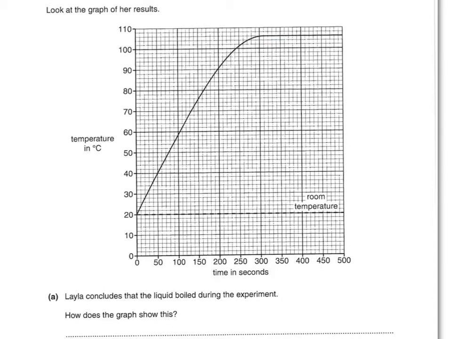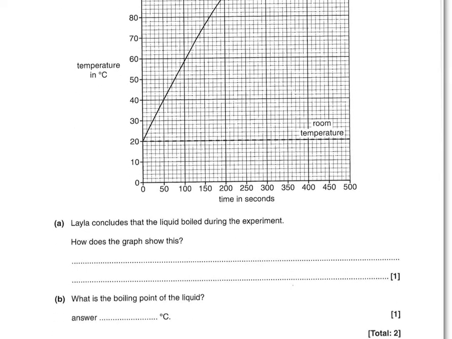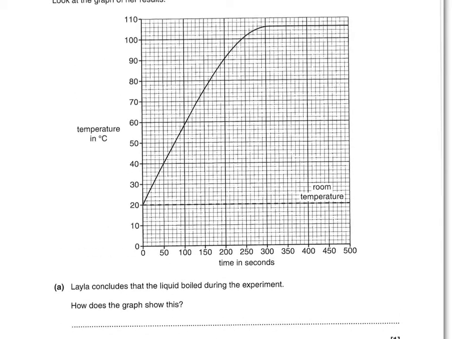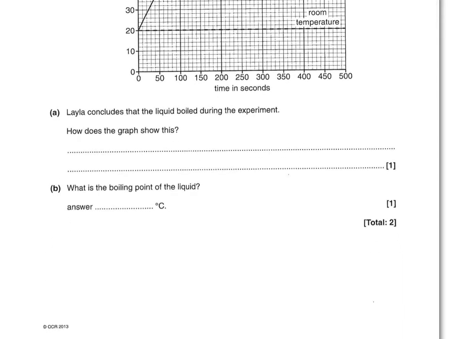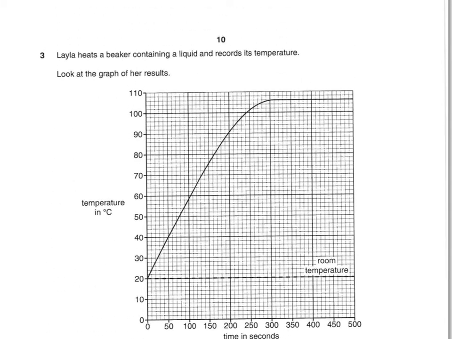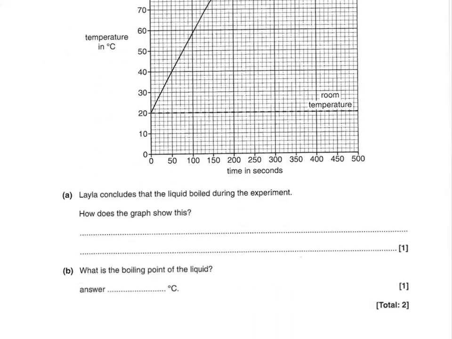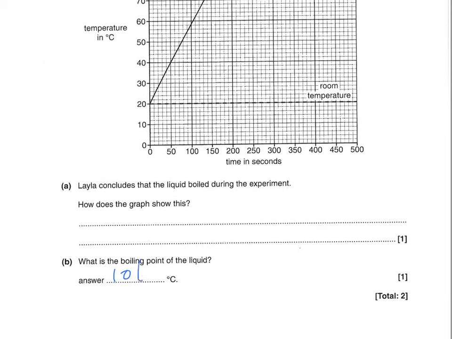So the mark is for saying that the temperature stays constant after 300 seconds or 5 minutes. You could also say just near the end. If you said there's a flat line, that would also be fine. If you put a straight line, that's not correct because this is also straight there. It's just going in a different direction. If you said it's a flat line, then that's fine. What is the boiling point of the liquid? Well, if you read across the graph, it's boiling at 106. So wherever the flat line is, that's your boiling point, so 106.